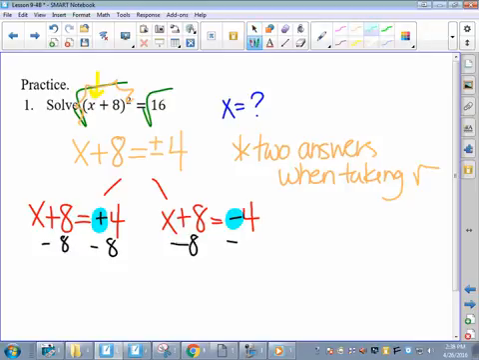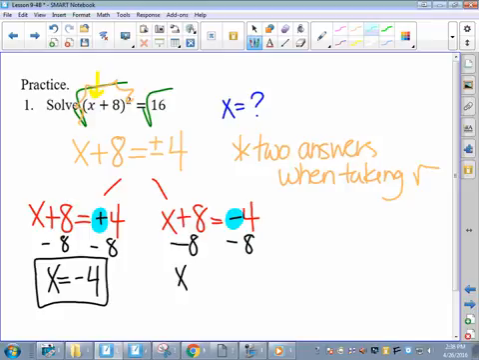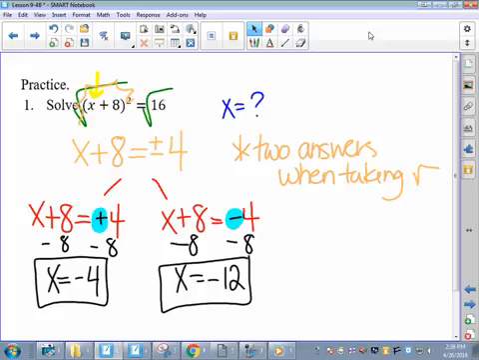So I'm going to solve these. I'm going to subtract 8. When I do that, for one of my answers, I get positive 4 minus 8, which is negative 4. For my other answer, I get negative 4 minus 8, which is negative 12. So that's what it looks like if it's already a perfect square binomial, already in those parentheses with the squared.